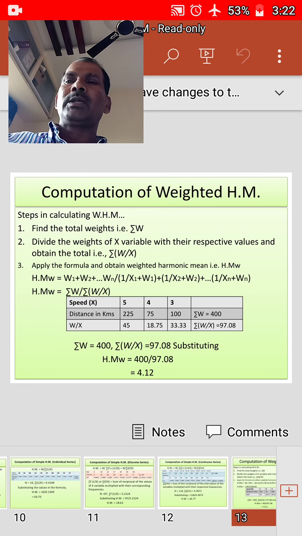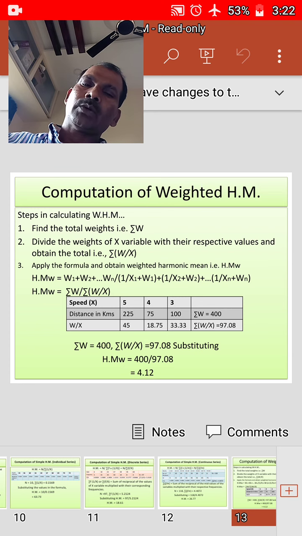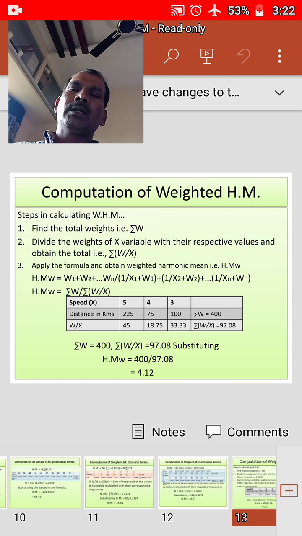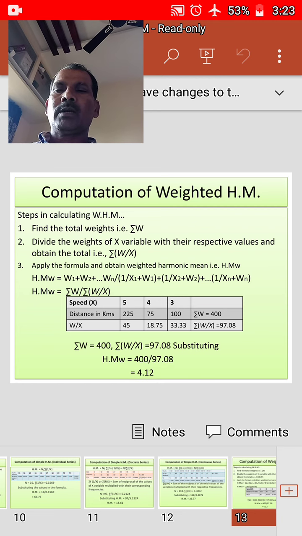If you substitute these values in the formula given on the PPT, that is weighted harmonic mean, HMW is equal to sigma W by sigma W by x, sigma W we know that 400, and sigma W by x we know that 97.08. If you substitute these values in the formula, that is 400 by 97.08, which is equal to 4.12. The average speed of the entire journey is 4.12 kilometers per hour.